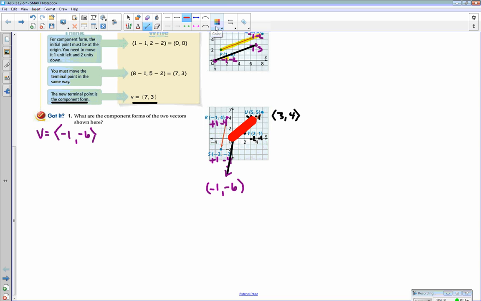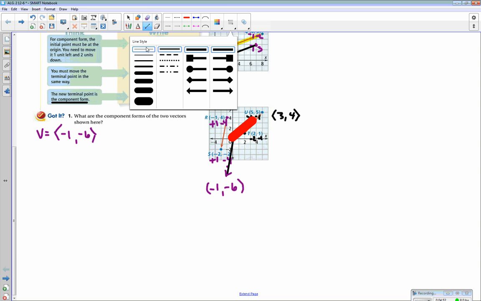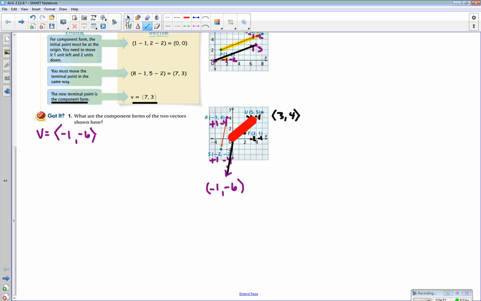Let's narrow down that line. There we go. Go back to my baby line. So in fact, our other one is 3, 4. So really you want to just move it to the origin and see where it is based on the origin.